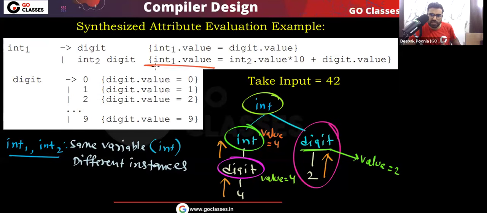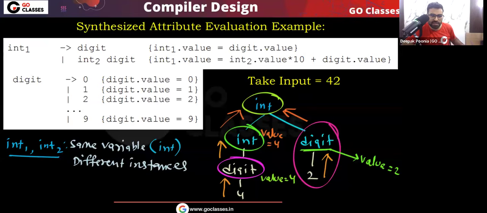So you can see that int1 dot value means int dot value, that will be equal to 10 multiplied by this plus this. Okay, means 10 multiplied by int dot value plus digit dot value. Very simple. So you can see that we already have int dot value, we already have digit dot value, so we can find this int dot value very easily. Okay, so you can see the information is flowing upward. Using synthesized attributes, the information will flow upward.